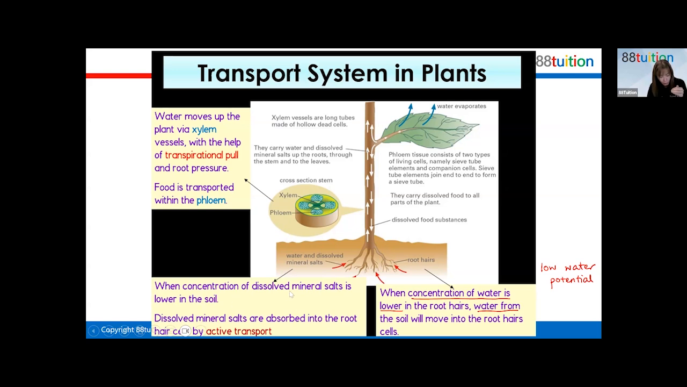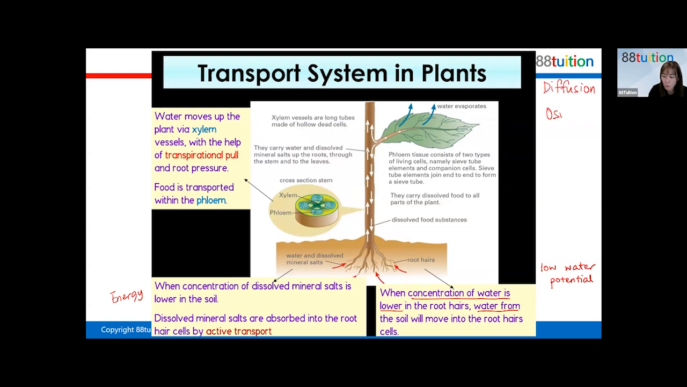So when the concentration of dissolved mineral salts is low in the soil, and this is a healthy plant, there isn't a lot of minerals inside the soil, still the mineral salts are going to enter the plant through the root hair cells. It's not going to be that the plant loses the mineral salts. It won't happen that way. This particular process is known as active transport. Energy is required, because energy will force these minerals to move in the opposite direction. So diffusion means what? I summarize. We talk about diffusion.